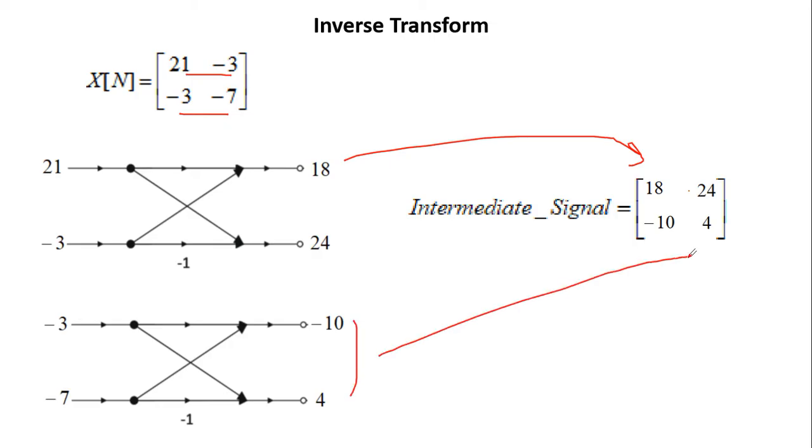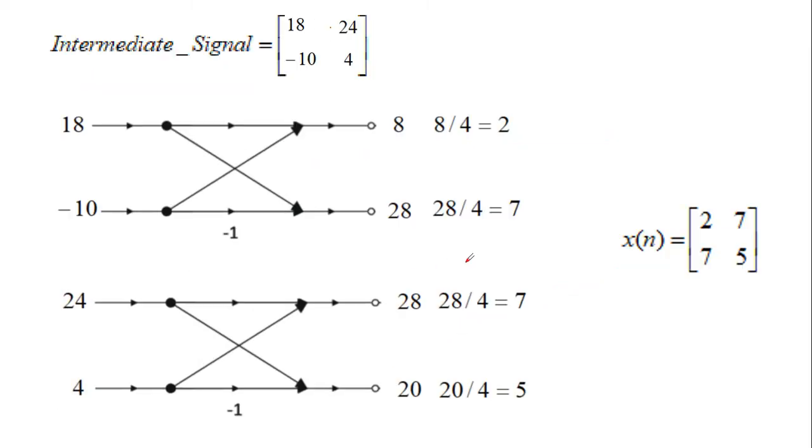This is again an intermediate signal because we require to apply the column wise. Now next we will take this and this, and their result is divided by n square, that is nothing but 4, to get back the original result. So see the next slide, that is 18 and minus 10. Now we are taking column wise, 24 and 4. So we are getting this result, but here we require to divide the result by 4 because this is the final step. So we are getting the original signal back.